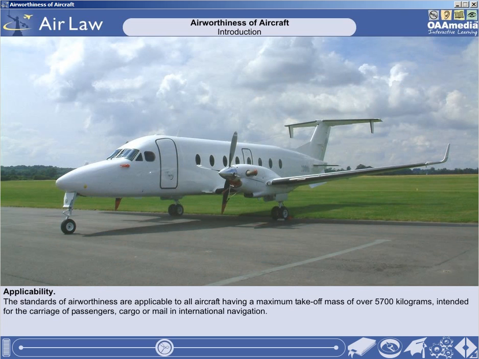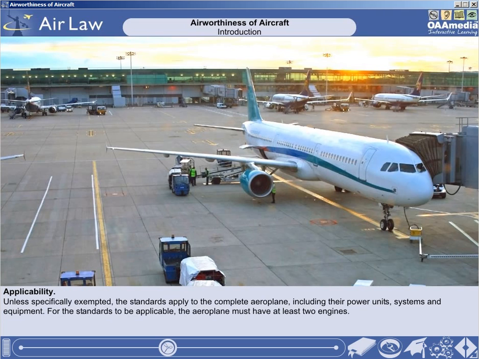Over the past decade, the applicability of Annex 8 has widened to include many aircraft types. However, as far as we are concerned, in this course, we will consider that the standards of airworthiness are applicable to all aircraft over 5,700 kilograms maximum certified takeoff mass, intended for the carriage of passengers, cargo, or mail in international navigation. And, unless specifically exempted, the standards apply to the complete aeroplane, including their power units, systems, and equipment. For the standards to be applicable, the aeroplane must have at least 2 engines.